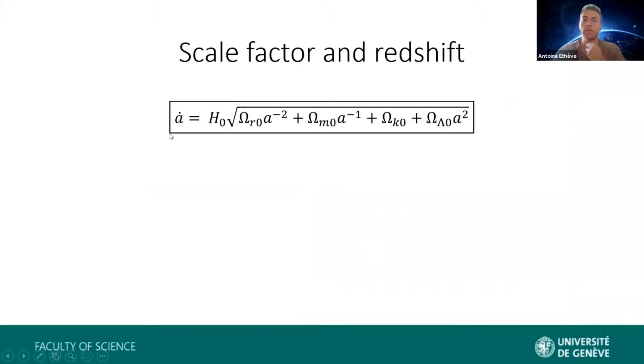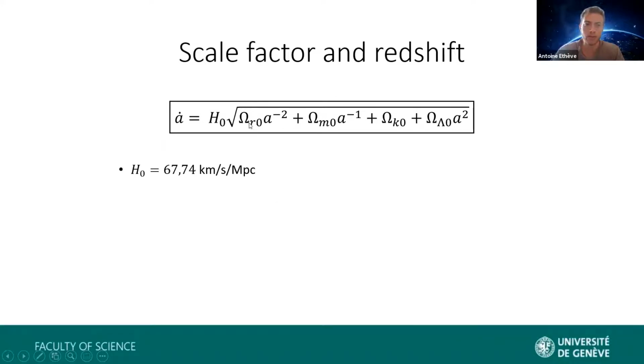Okay, so the first step is to calculate the scale factor. It is given by the second Friedmann equation. So we have 5 parameters that are evaluated today. The first is the Hubble parameter. And then we have the 4 density parameters: radiation, matter, spatial curvature, and dark energy. We want to ensure that the CMB temperature is 2.7 kelvins today.